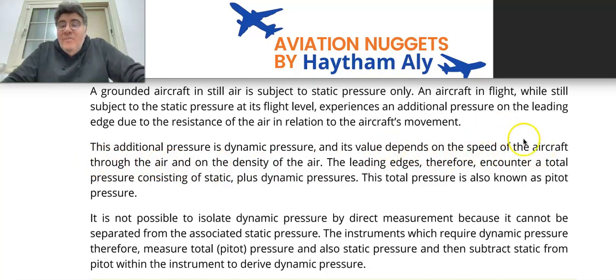So in order to have airspeed, we need to calculate dynamic pressure. Okay, everybody? Again, the additional pressure is dynamic pressure, and its value depends on the speed of the aircraft through the air and on the density of the air.